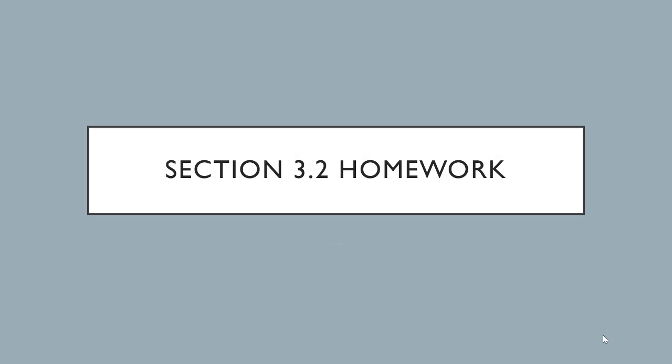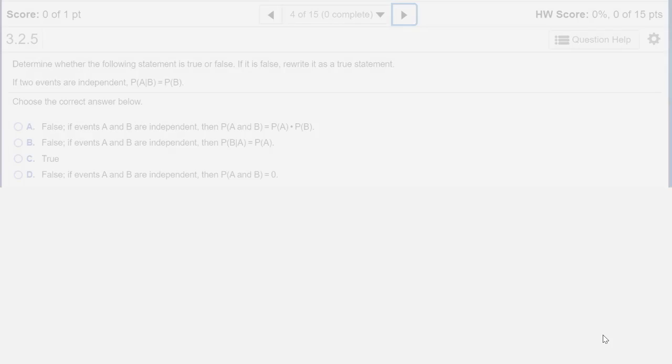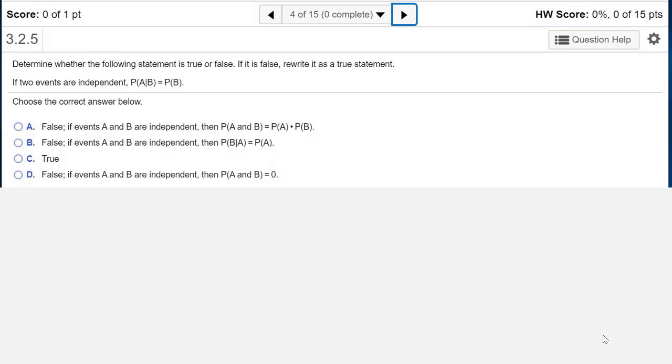So we're looking at homework from section 3.2, specifically question number 4. Let's go ahead and read the problem statement. Determine whether the following statement is true or false. If it's false, rewrite it as a true statement. If two events are independent, then the probability of A given B is equal to the probability of B.